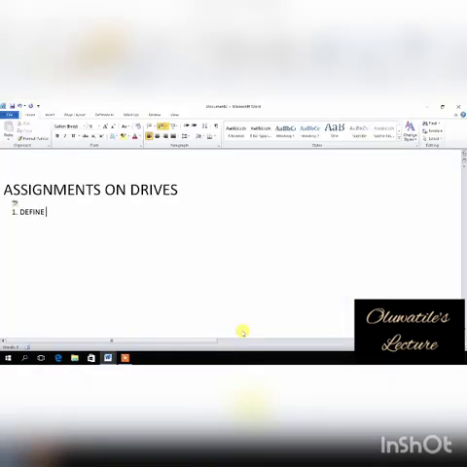Come to the end of the class, and so assignment on drives. Number one is define drive mechanism. You should be able to do this. Number two, list 3 types of drive mechanism, which I said.